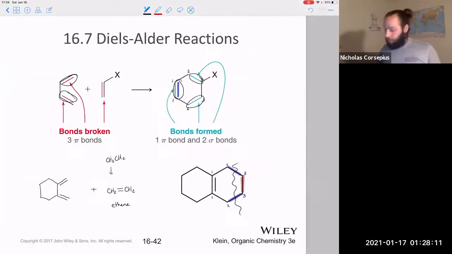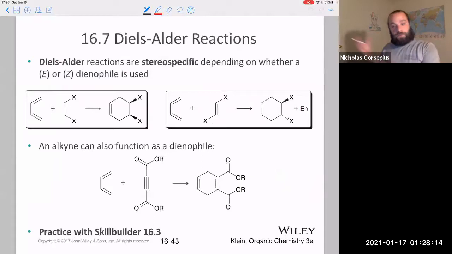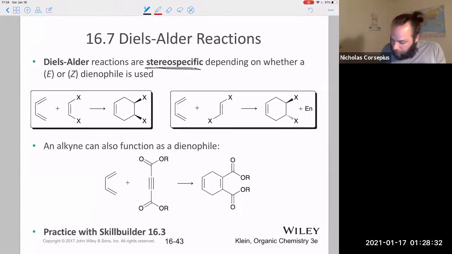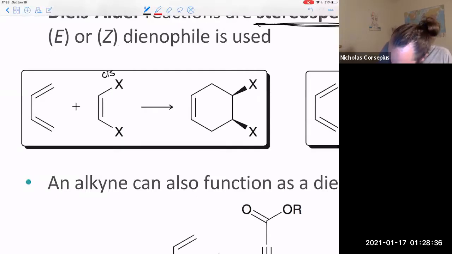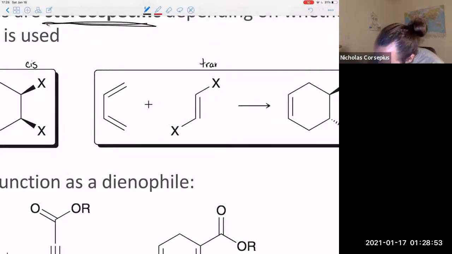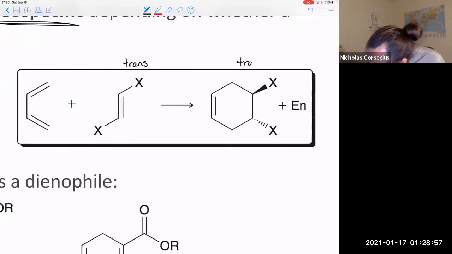Okay, so that's the goal for this chapter, being able to take two substrates and create a product, or given a product, work backwards to figure out what substrates we need. Last thing we're going to talk about is the fact that these are stereospecific reactions. So you'll get a particular conformation depending on the stereochemistry of the dienophile that you use. For example, if I start out with a cis dienophile, I'm going to end up with a cis cyclohexene, where my two substituents are located on the same side once that ring is formed. Likewise, if I started out with a trans dienophile, I'm going to wind up with a trans cyclohexene.